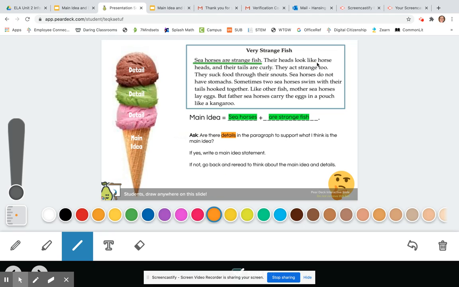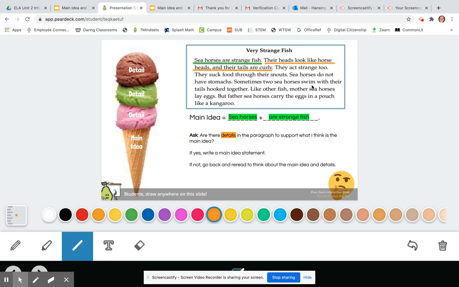Their heads look like horse heads, and their tails are curly. Wow, I don't know about you, but I don't know any other fish that have heads that look like horse heads or curly tails. This is a specific detail that supports the main idea, seahorses are strange. So I'm going to use my line tool and underline the supporting detail.